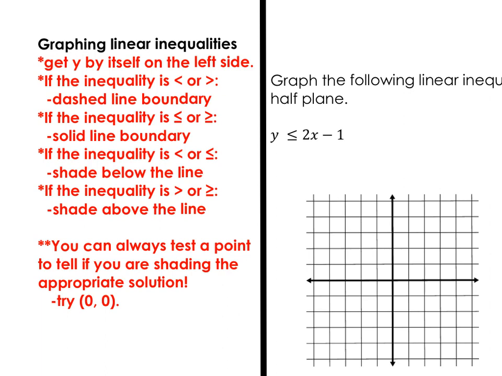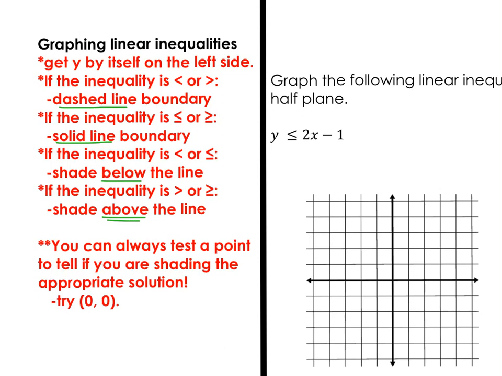Graphing linear inequalities. The first thing you want to do is get y by itself if necessary, and then look at the type of inequality you have. If you have just a greater than or just a less than, your inequality is represented by a dashed boundary line. If it includes the equal bar underneath, then your line is a solid line for your boundary. Then look at direction. If your arrow is less than or equal to, you want to shade below that line. If your inequality is greater than or equal to, you can shade above.